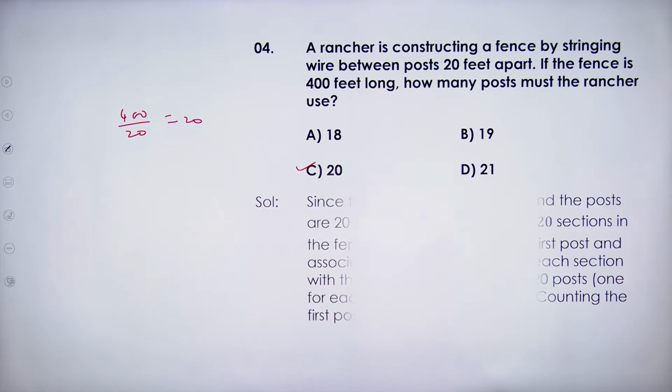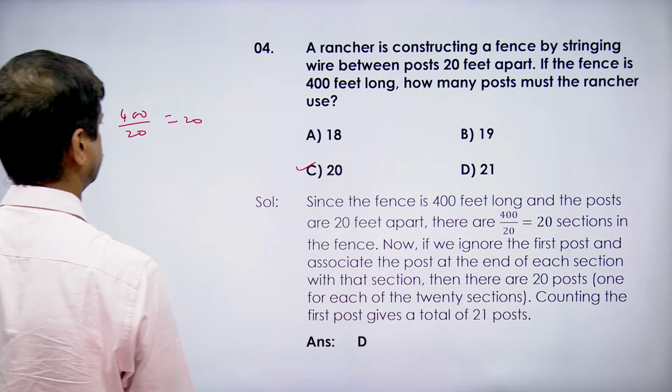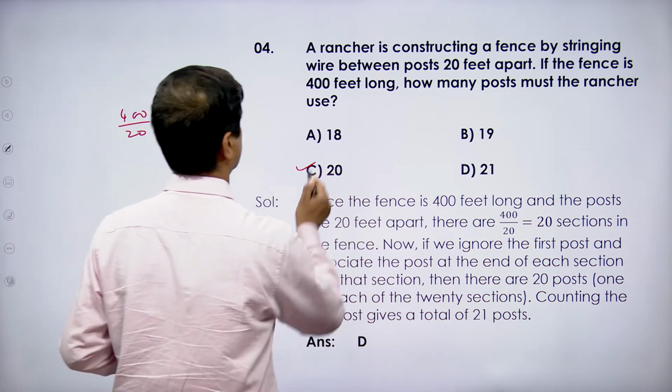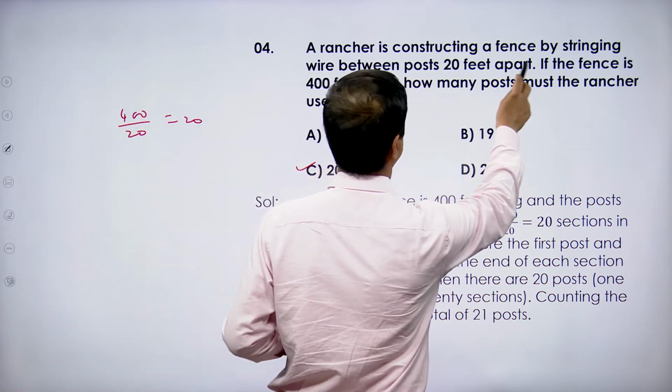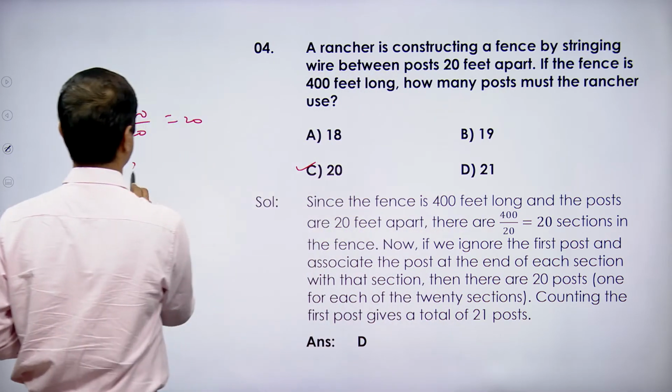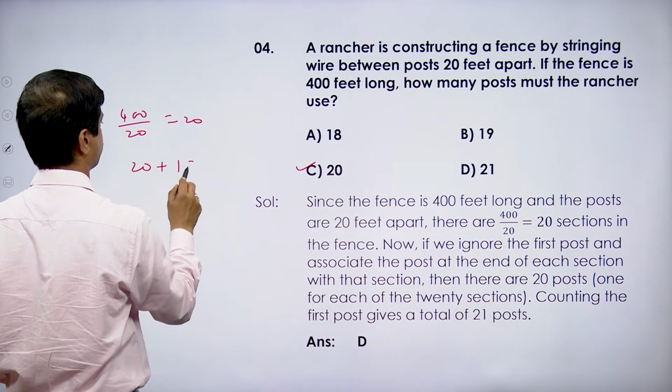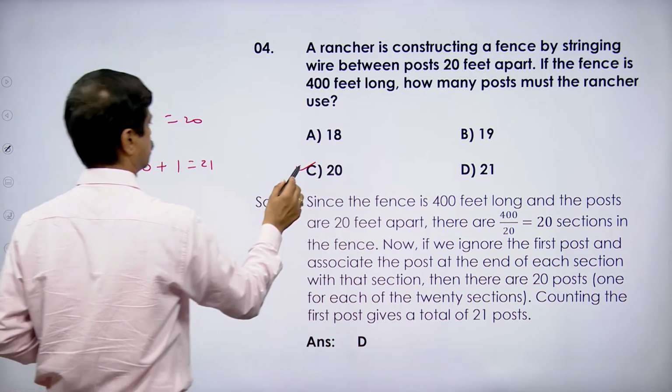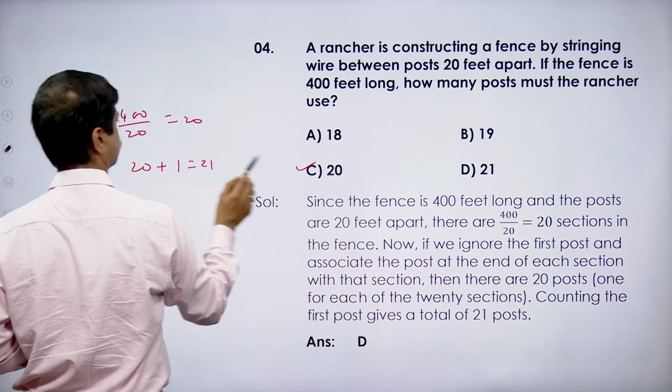Okay, children, let us go to the next question. How is it 21 posts? A rancher is constructing a fence by stringing wires between posts. So children, this is 20 posts plus 1 for the beginning one, no? So 21. So this is option D.